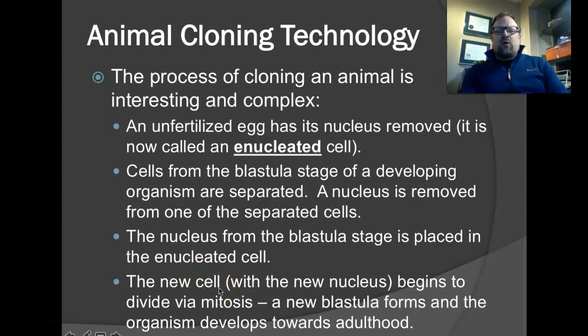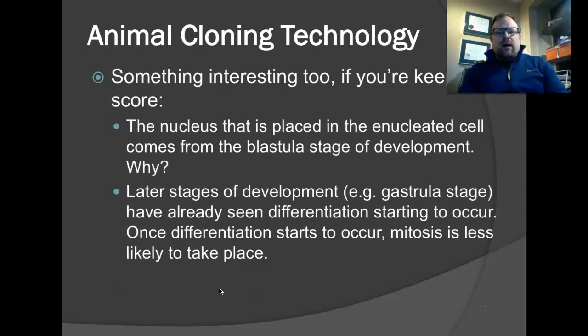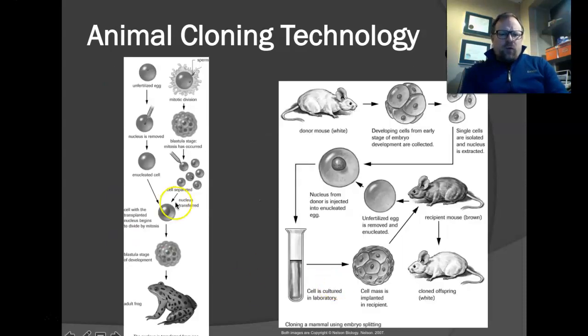And then that new cell with the new nucleus begins to divide via mitosis, and a new blastula forms and the organism develops towards adulthood. That's what these diagrams are showing: we've removed a nucleus here. Now we have an enucleated cell. We've got a blastula stage bundle of cells taking place here. We pull a nucleus out of that. We plop that nucleus inside the enucleated cell. It grows up, and you get a genetically identical frog, compared to what was going on before.